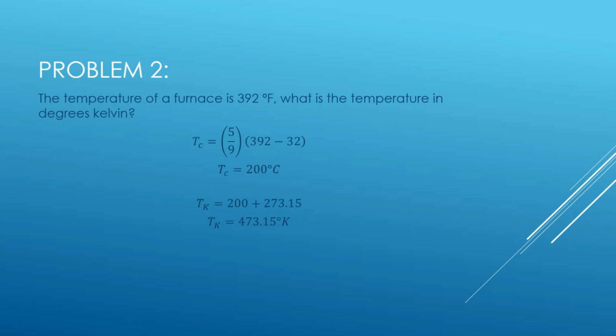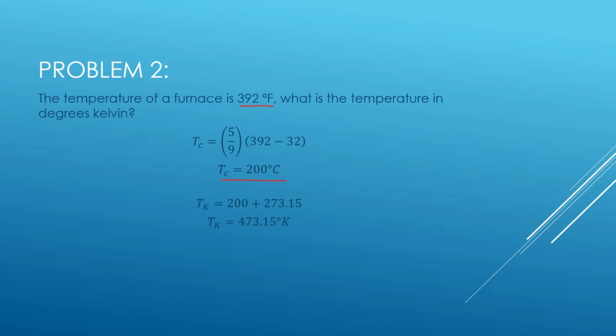So next is problem 2. The temperature of a furnace is 392 degrees Fahrenheit. What is the temperature in Kelvin? The formulas earlier did not show how to change Fahrenheit to Kelvin, but they did show how to change Celsius into Kelvin. So first, let us convert 392 degrees Fahrenheit to Celsius and use that Celsius value to find the Kelvin. Use the formula 5 over 9 times the quantity of 392 minus 32, which will give you 200 degrees Celsius.